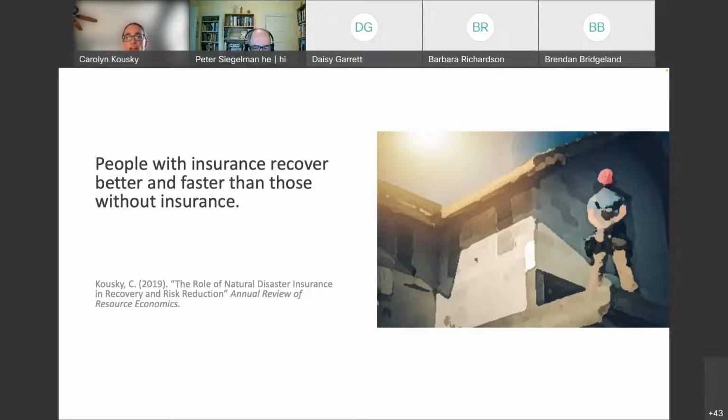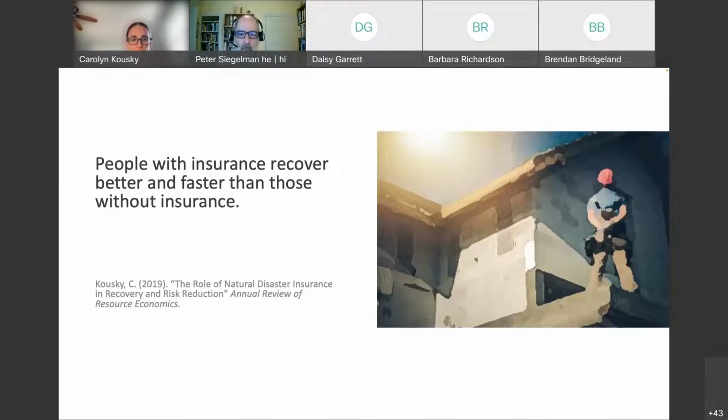And the research looks at different metrics of what recovery is, but in general, you find things like those with insurance rebuild faster, are more likely to rebuild, have higher self-reports of recovery, and so forth.